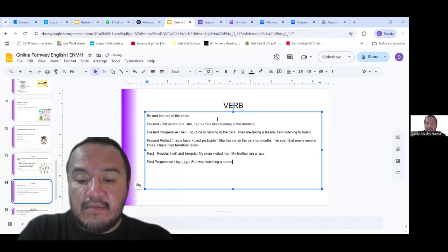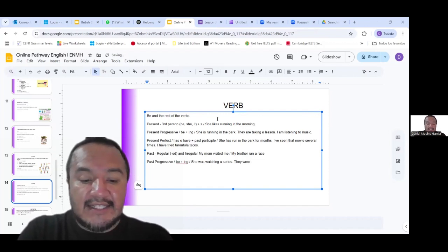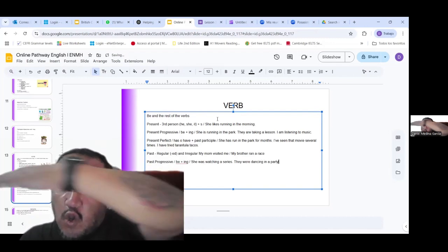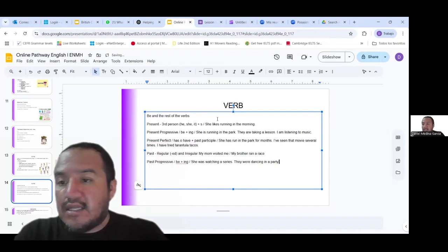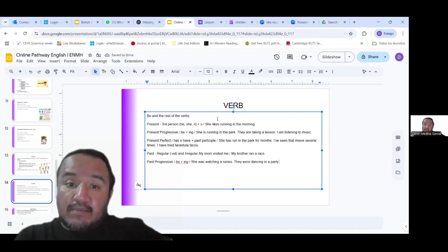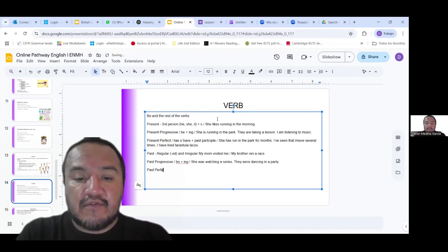Or another example in plural, you say, they were dancing in a party. Actions that were an ongoing situation in the past, and something probably interrupted them. I have the simple past, I have the past progressive, and obviously I will have the past perfect.